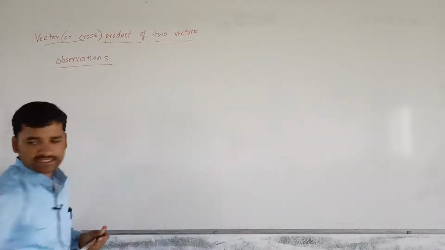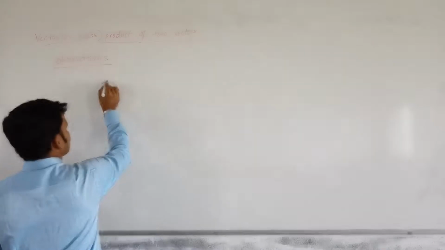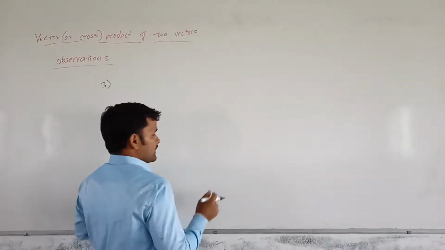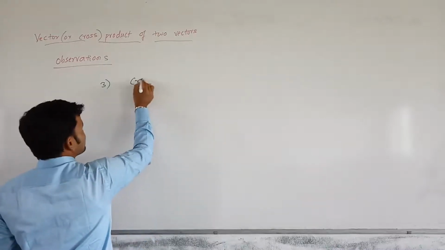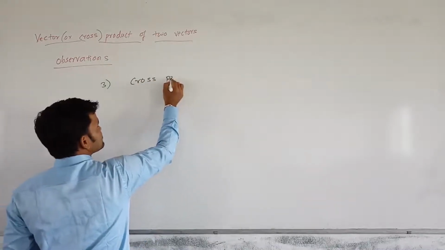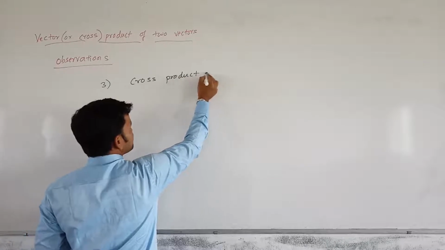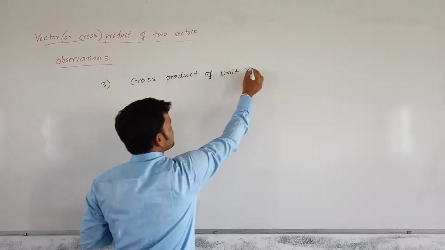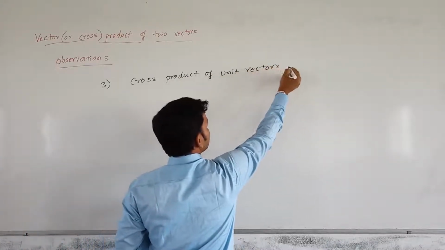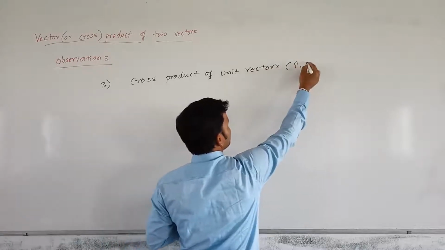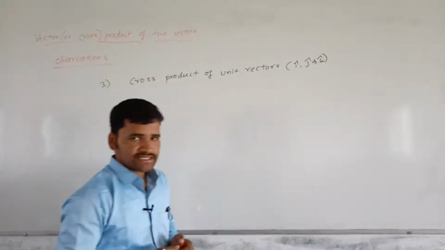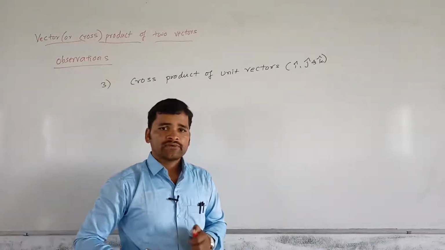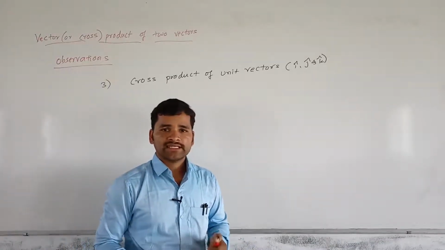Now, going to the third observation. This is a very important one. Third observation: what is the cross product of unit vectors? That is the concept we are studying under this observation. Cross product of unit vectors. What are the unit vectors? i cap, j cap and k cap: the unit vector along the x axis, the unit vector along the y axis and the unit vector along the z axis.